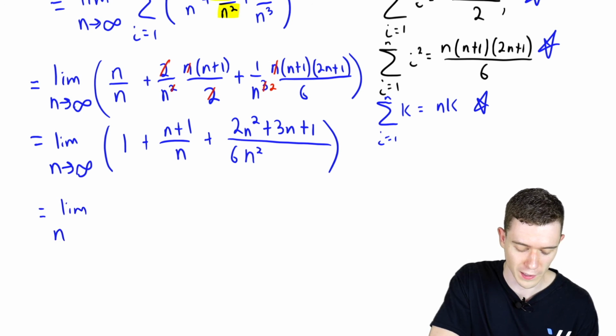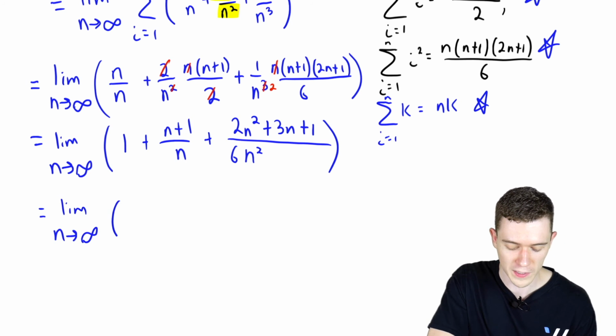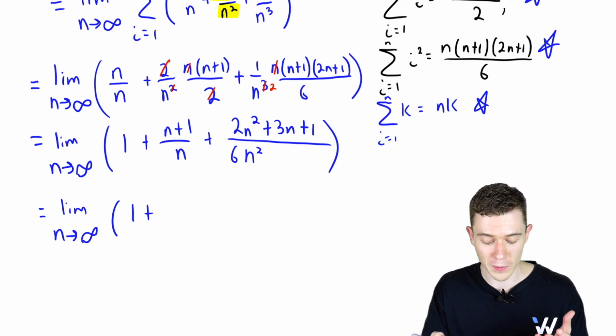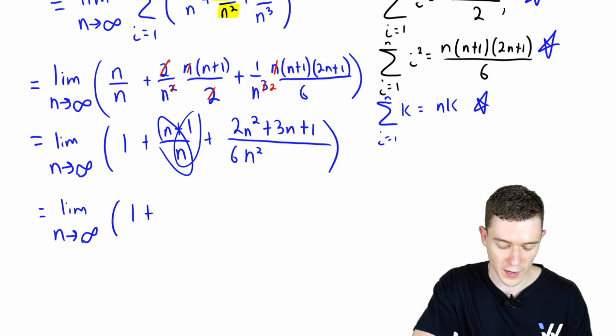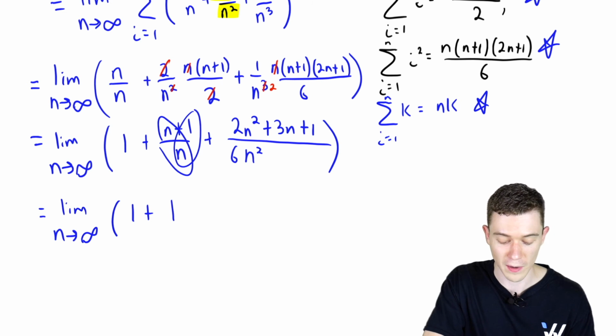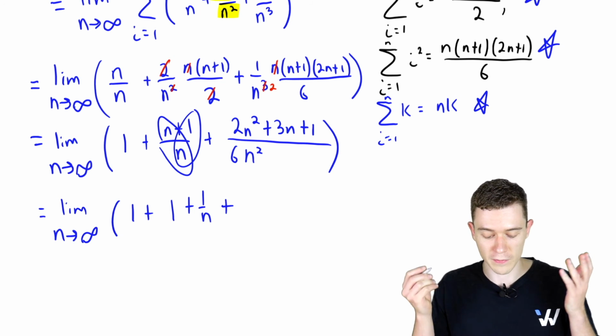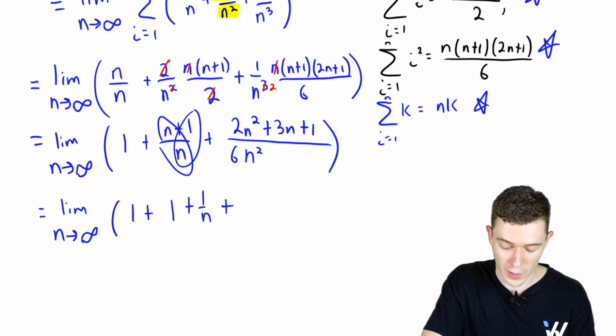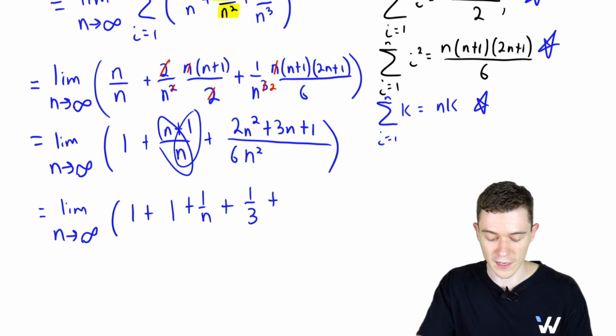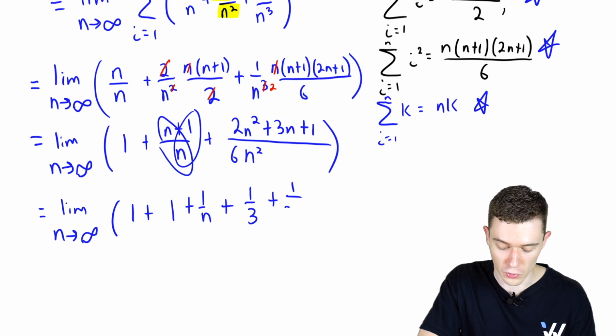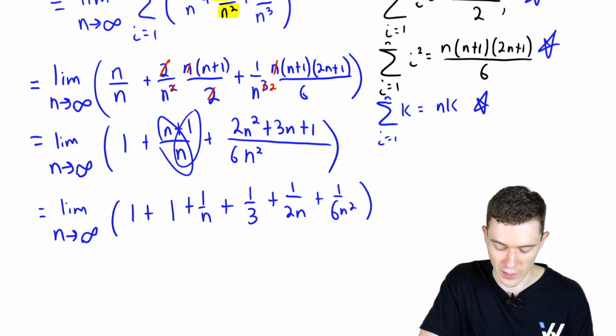We still need to write limit as n goes to infinity once more, 1. I'm going to split this fraction up. n over n plus 1 over n, that would be n over n is 1 plus 1 over n. If we split this fraction up 3 ways, we would have 2n squared over 6n squared. That would be 1/3. We'd have 3n over 6n squared. That would reduce to 1 over 2n. And then 1 over 6n squared.